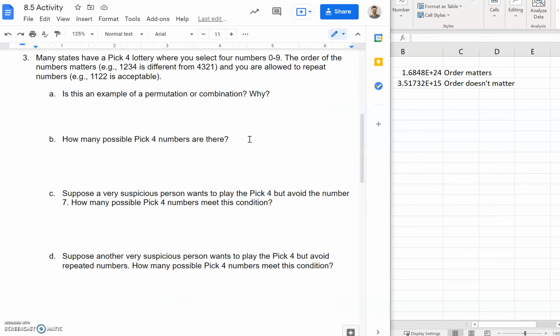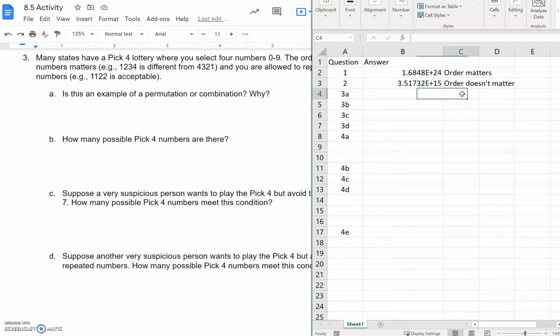Okay, so that one is just permutation versus combination, no big deal. In number 3, we have a pick 4 lottery. Pick 4 lotteries a lot of times don't let you use 0, so many times it'll be 1 through 9, but here I said let's use 0 through 9. The order of the numbers matters. I gave an example: 1, 2, 3, 4 is not the same as 4, 3, 2, 1. So first of all, order matters, which might make us think it's a permutation.